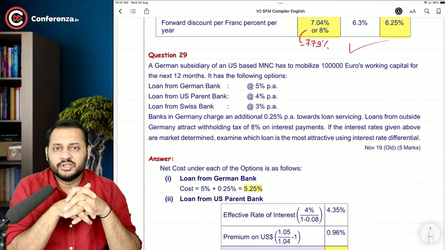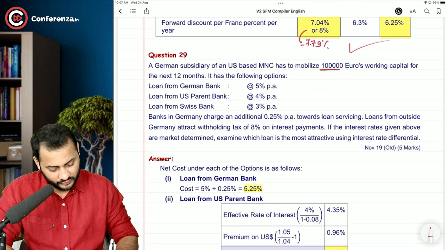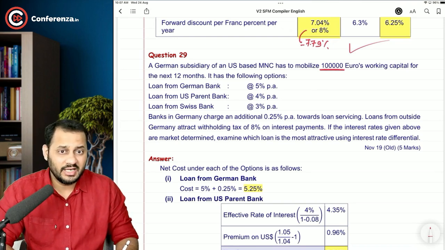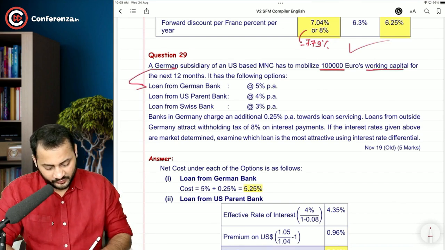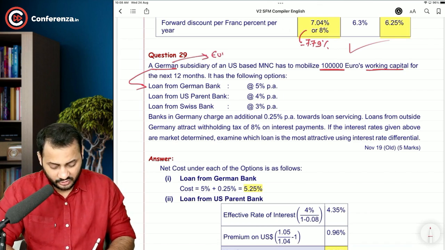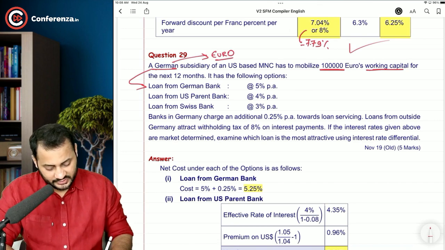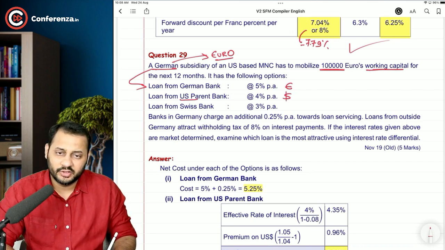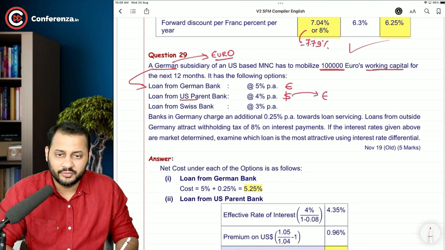It can take a loan from the German bank directly. So you can clearly see that we need 1 lakh euros for working capital purpose. The German subsidiary can also take it from our home country. Germany comes under the Europe continent, and the currency can be said to be euro. US parent means we are borrowing the money in terms of dollar and then converting that to euro, in the sense of the 1 lakh euros we need.